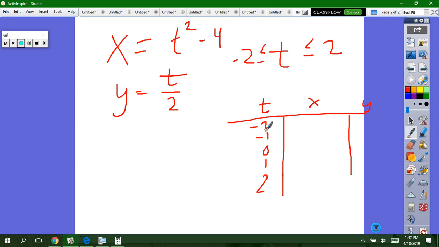Okay, here we go. So if I plug in -2, what's -2 squared? 4. 4 minus 4? 0. Plug in -2 for y. -2 divided by 2? -1.